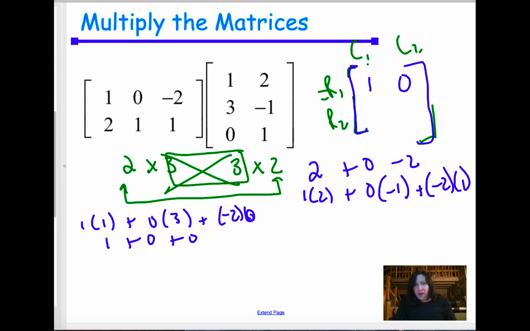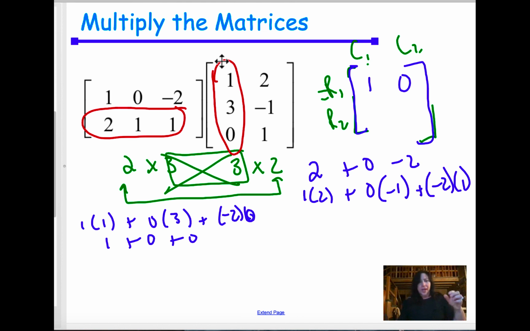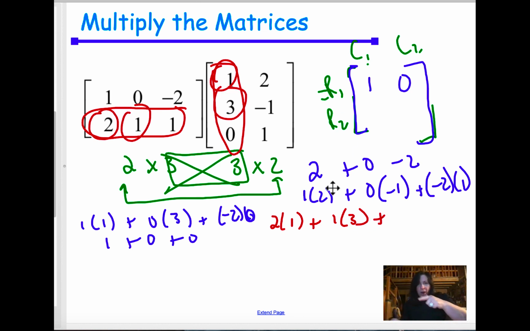So now to find this spot down here in the corner, I have to multiply row 2 by column 1. And so this is row 2, right? Row 2 by column 1. And so again, each number is going to multiply by each other. So we're going to go 2 times 1 plus 1 times 3, plus 1 times 0. So that's 2 plus 3 plus 0, which is 5, and that's a 5.